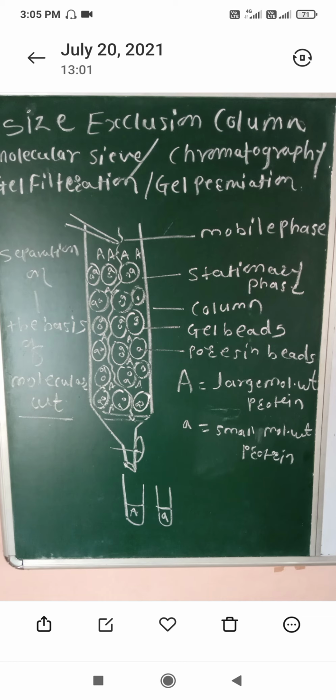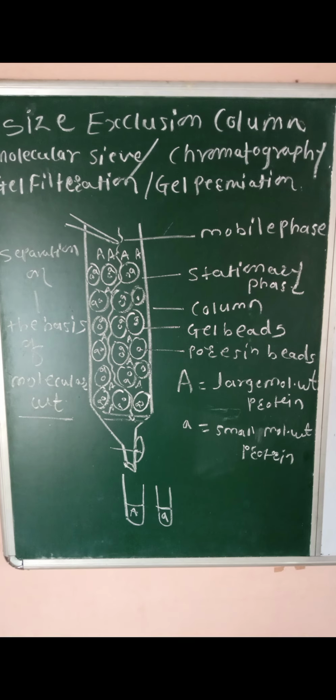Here, suppose capital A is a high molecular weight protein and small a is a low molecular weight protein. When the mixture of these proteins is applied on the column, the capital A, the large molecular weight protein, percolates through the column via the interstitial space present between the gel beads, and the small a, being a small molecular weight protein, enters inside the pores present in the gel bead structure, while capital A passes through the interstitial space.